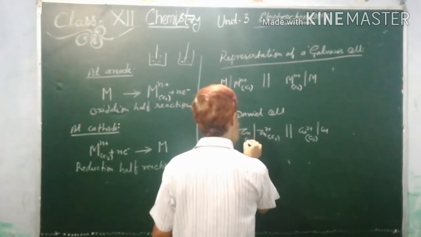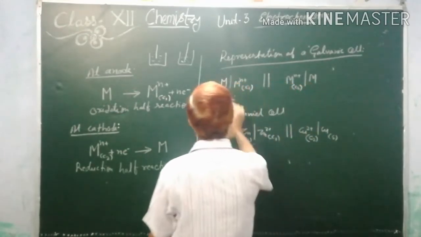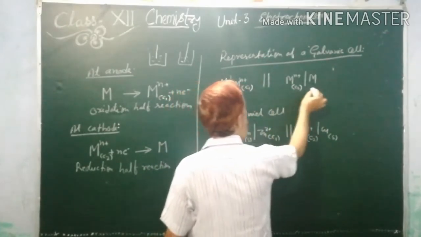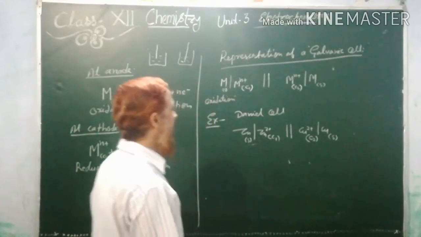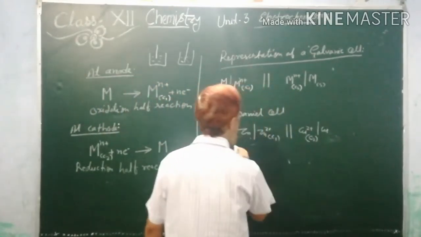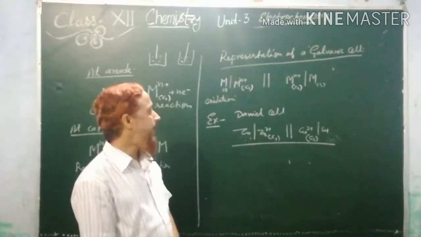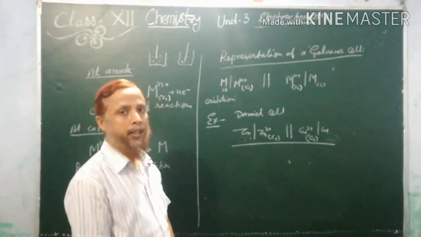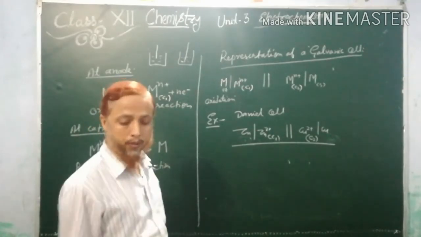Zinc is solid, we can write s also. Copper is solid, we can write s here also. So it is very simple to write. If you are not writing this also, that is not a matter. So this is a very simple representation of the galvanic cell when half cell reactions are given. Those who want to note down, please note down. Then we will practice very simple problems.